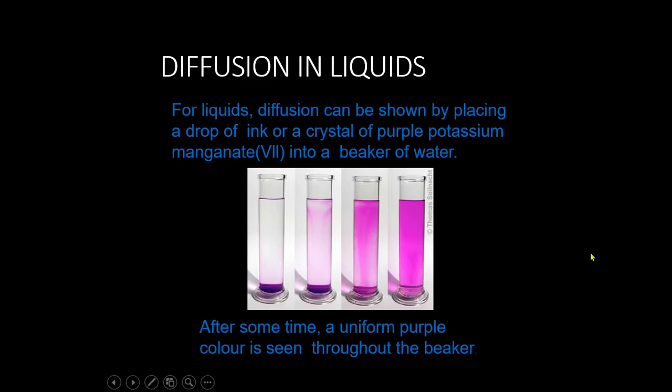Now diffusion can also take place in liquids. For liquids, diffusion can be shown by placing a drop of ink or a crystal of purple potassium manganate into a beaker of water. So here we have a drop of purple potassium manganate. It's basically like a solid purple dye, and after some time you're going to notice that it moves from an area of high concentration to an area of lower concentration, and this is going to keep happening. It's going to keep spreading until a uniform purple color is found.